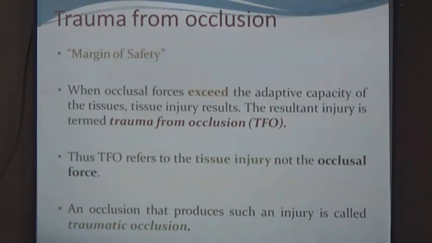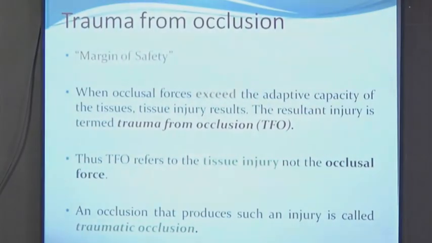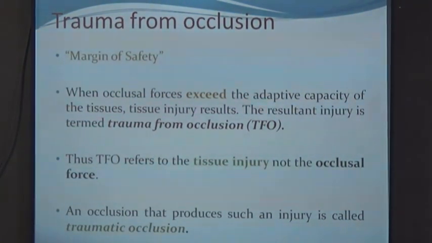This trauma from occlusion refers to the tissue injury, not to the occlusal force. Underline that it is not the occlusal force. Whenever they are talking about trauma from occlusion, you should remember the tissue injury, not the occlusal forces. An occlusion that produces such an injury is called traumatic occlusion. You should understand three things: trauma from occlusion, traumatic occlusion, occlusal trauma. You should know the difference between these three.